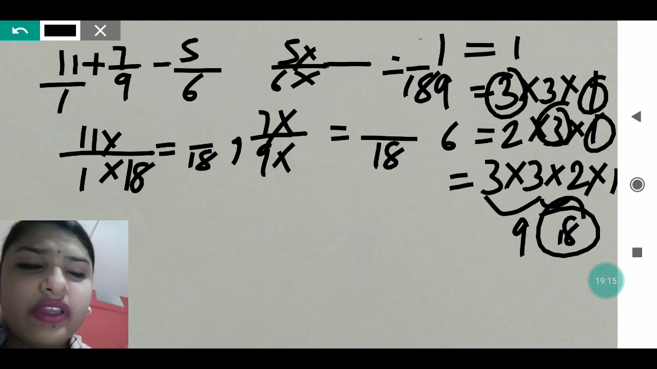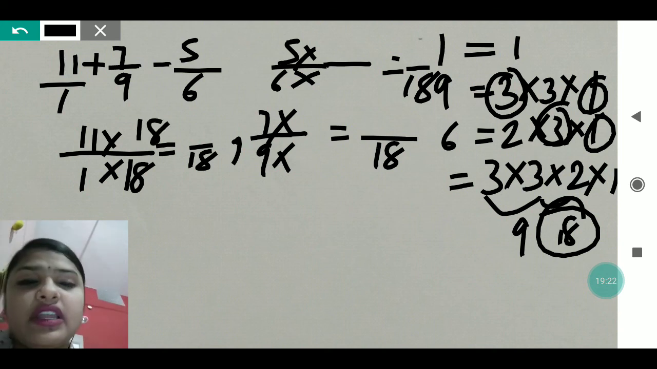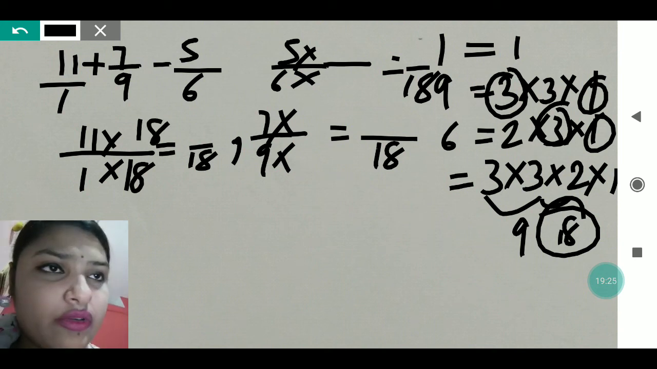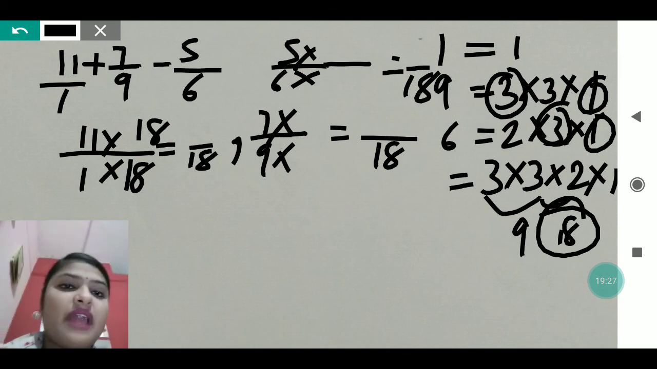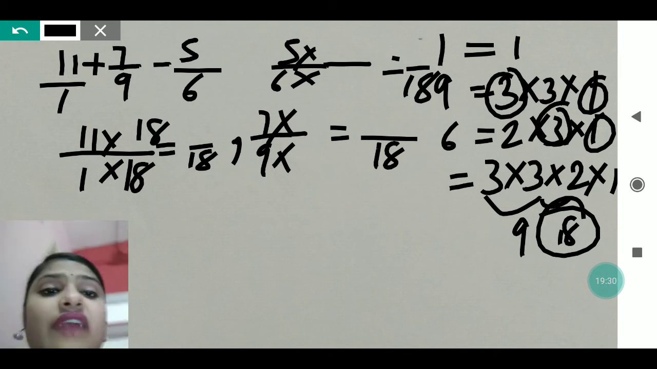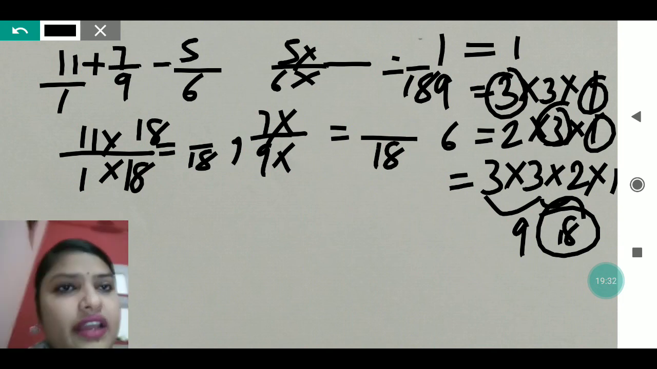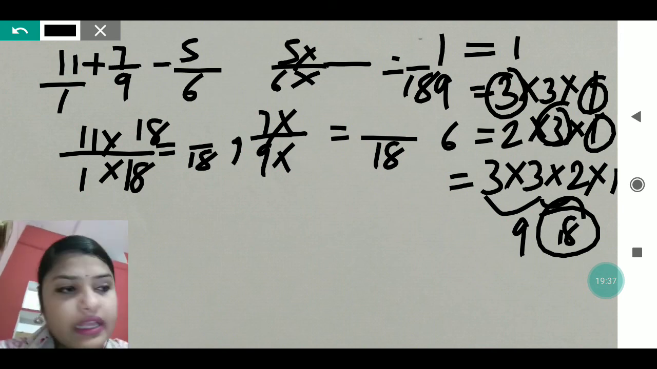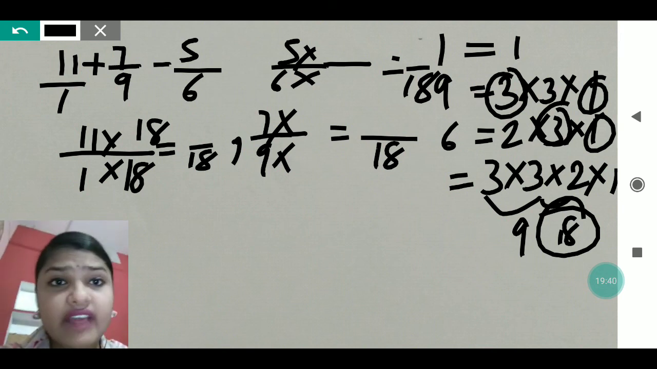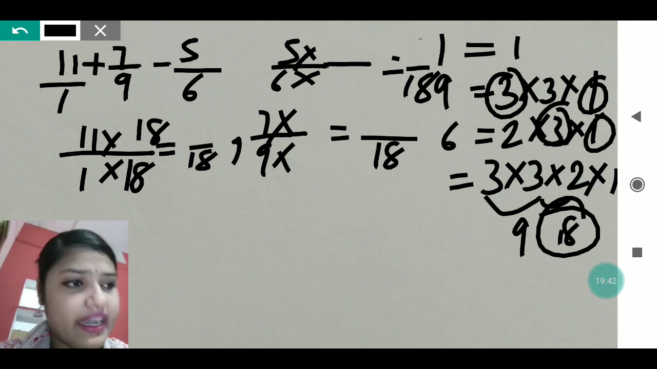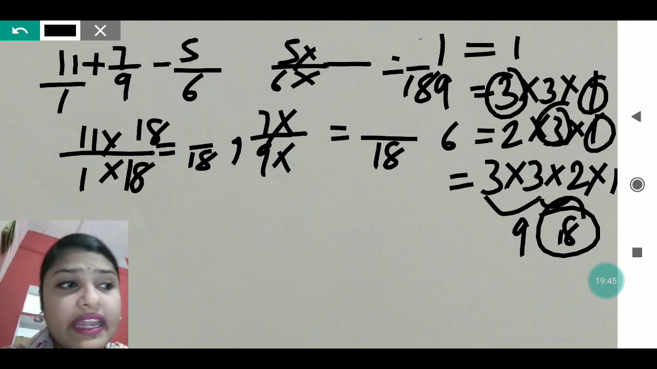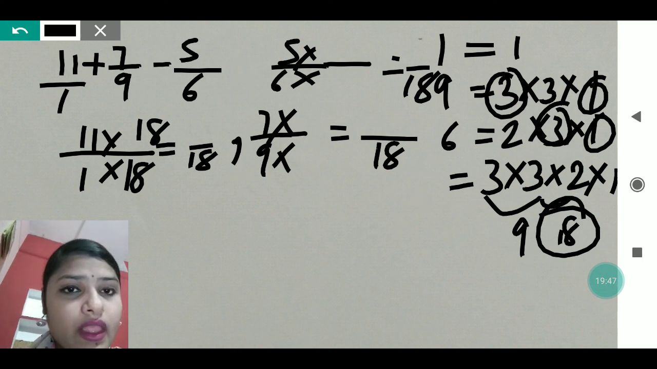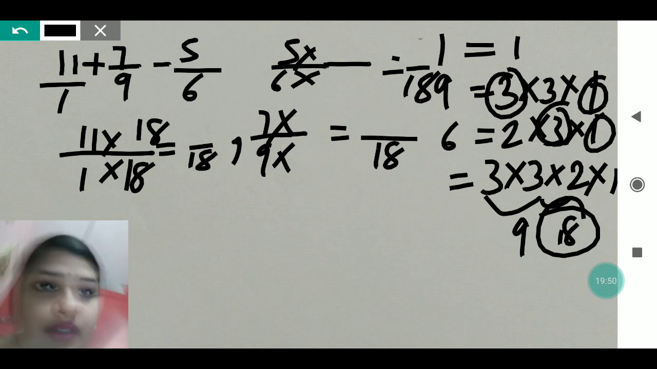11 by 1, 1 into 18 if I am doing, then I am getting 18 as denominator. So if downside I am multiplying with 18, then upside also with 18 only I have to multiply. So 11 into 18 you have to do. If you know the table of 18, then you can read it 11 times. So 18 tens are 180, 18 ones are 18, so 18 11s will be 198. So you will write 198 upside.